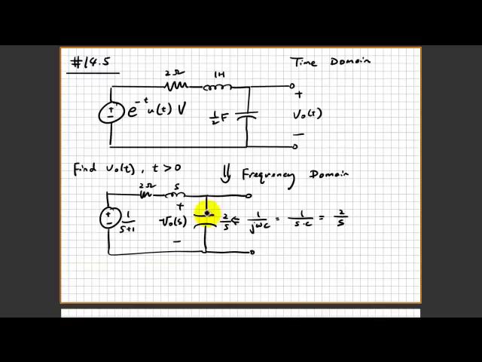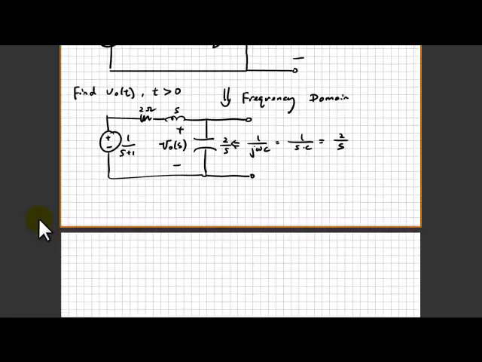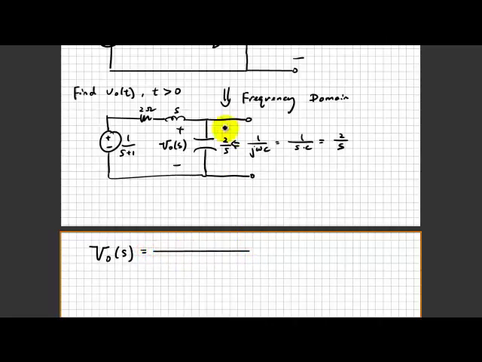V out will be equal to the ratio of the impedance, right? So you have this 2 plus s plus 2 over s, and then you have 2 over s as a numerator value, because you want to know the voltage across this. That's how we do it since the beginning of the semester for voltage divider. And then you multiply by the voltage source here, Vs, which will be 1 over s plus 1.